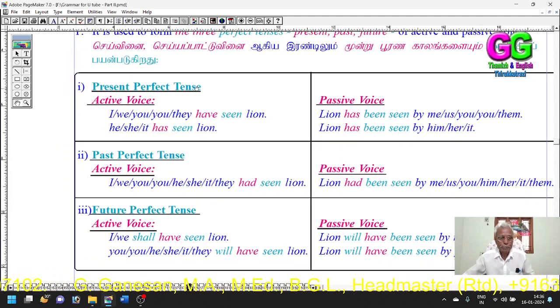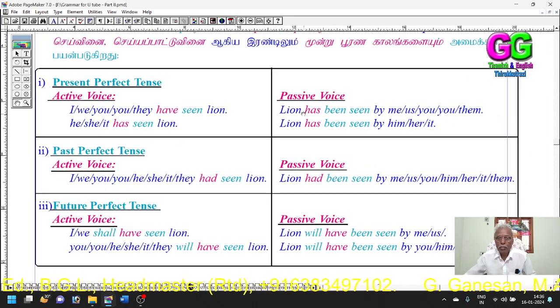Present perfect tense. For I, first person, second person, and third person plurals, each form is have plus past participle. For he, she, it, third person singular, has plus past participle. I have seen the lion. He has seen the lion. We, you, they have seen the lion.